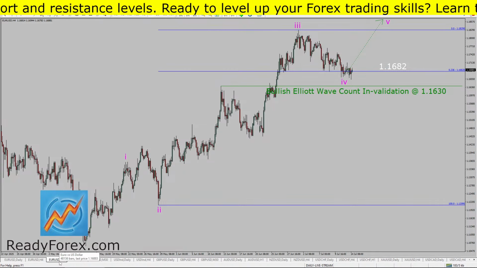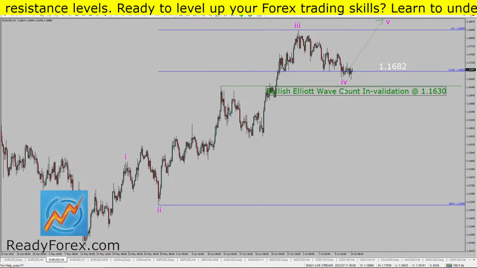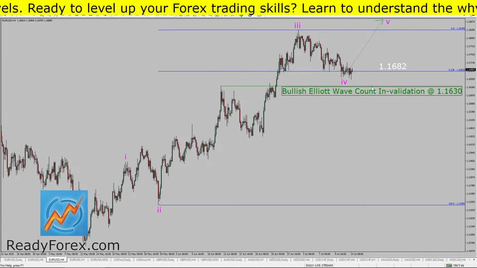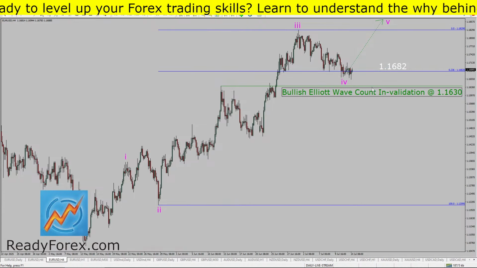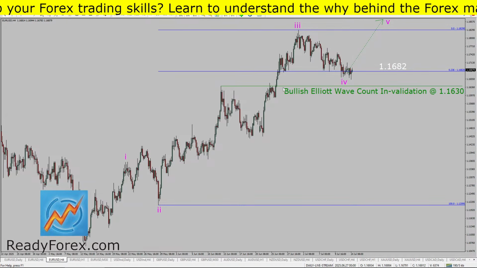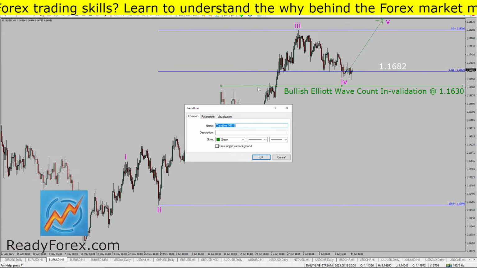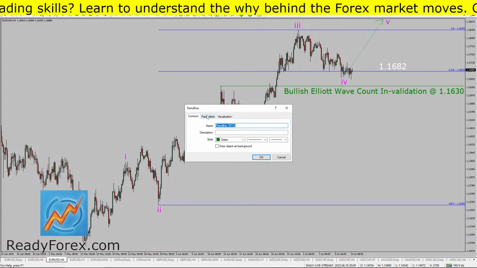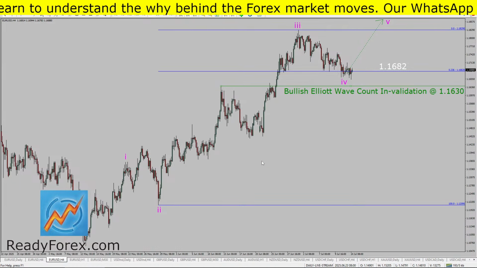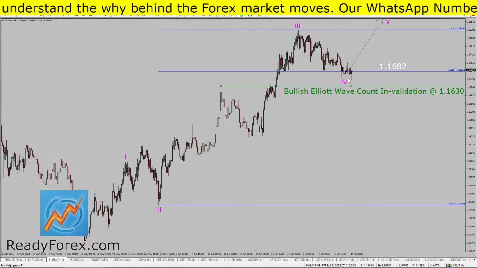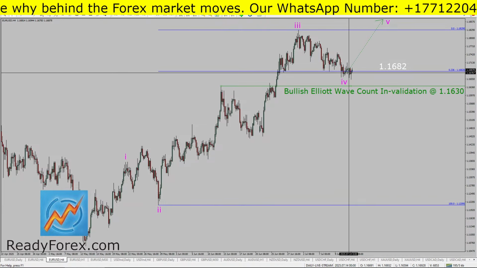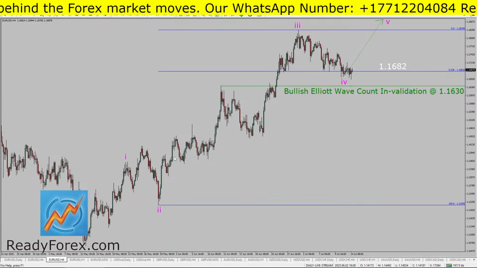If you check out the 4-hour time frame, this is our bullish Elliott wave count invalidation point at the 1.1630 level. Hopefully the price is going to stay above this level. However, if we do get a break below this area, then obviously the uptrend is over. 1.1682 is the level that I was expecting to provide some kind of support in the euro dollar currency pair.